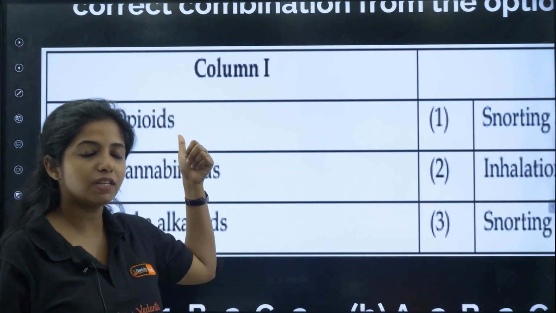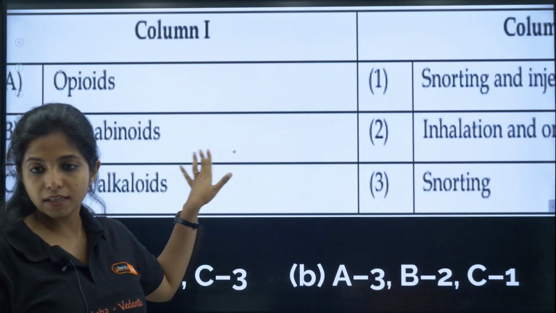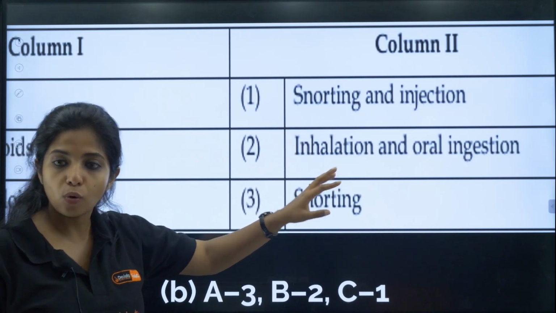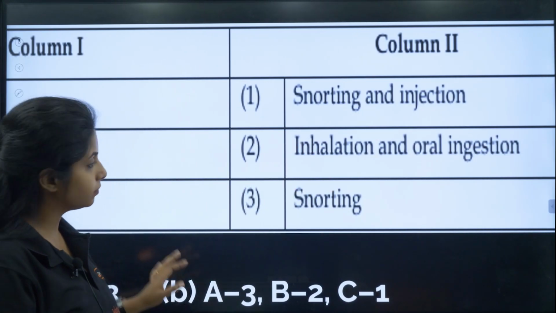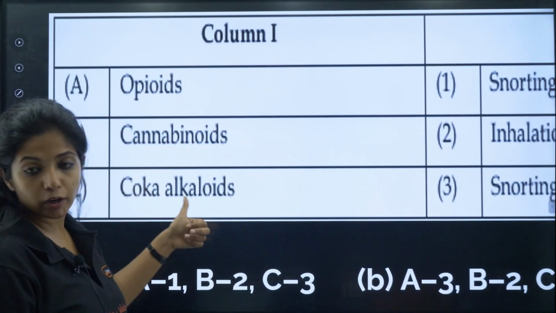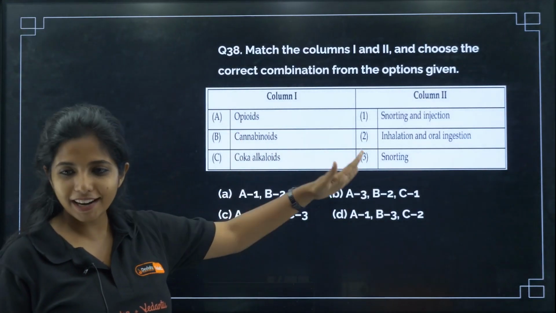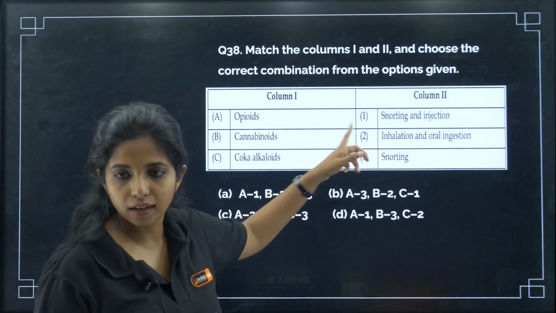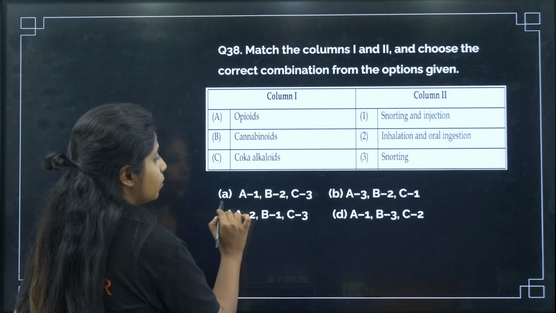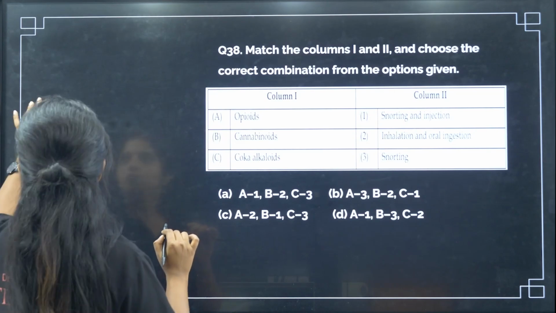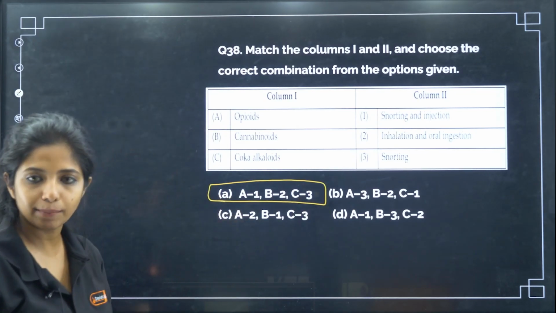Opioids as in heroin and morphine and things like that. Now cannabinoids, they are taken by inhalation and by oral ingestion. What comes under this? Charas, ganja, marijuana, bhang. Now coca alkaloids, cocaine, they are taken up by snorting. So I see all of them are arranged in order only. So I will say A goes with 1, B goes with 2 and C goes with 3.